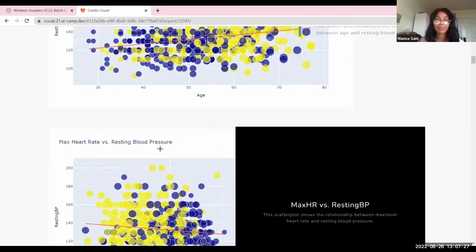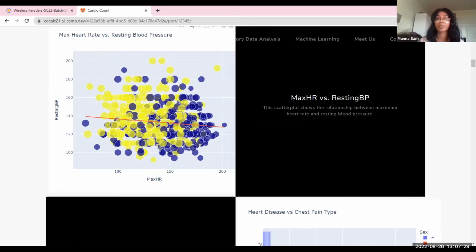Our second graph represents the relationship between maximum heart rate and resting blood pressure. Here you could see a lot of the blue dots are clustered around the higher heart rates, and you'll see that most of these people are also younger. And a lot of the yellow dots are towards people that have a lower maximum heart rate, and a lot of these people seem to be older than 50.